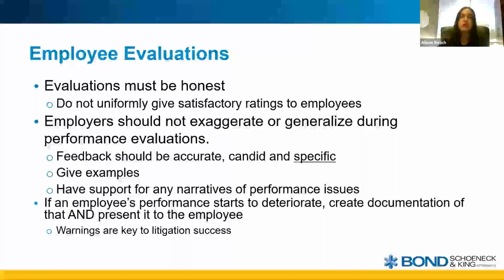It's important to give examples or have support for any narratives of performance issues. You basically want the employee to fully understand your issues with them, and then have room for improvement moving forward. Likewise, if an employee's performance does begin to deteriorate, it's really important to create documentation of that and then also present it to the employee. We'll talk about documentation a little later, but it's critical to document instances of poor performance. As we have here on the slide, warnings are the key to litigation success. You can imagine jurors are more apt to believe that the employer was acting in a fair manner if they can see a pattern of the employee being warned of performance issues.